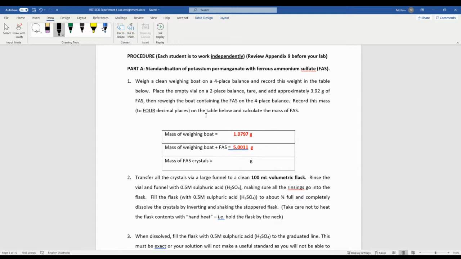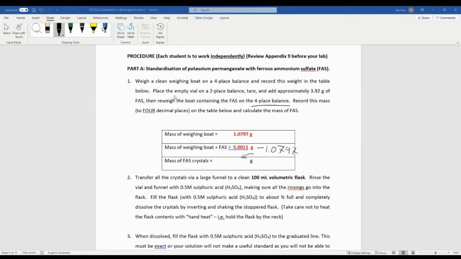Since we need to get numbers to 4 decimal places, we have to use a 4 decimal place balance, and the other numbers are given. So the mass of test crystal will be the mass of everything here minus the mass of the weighing vessel. So when you do it, 5.1111 minus 1.0797, you should get a specific number. Let me just put the numbers on my calculator.